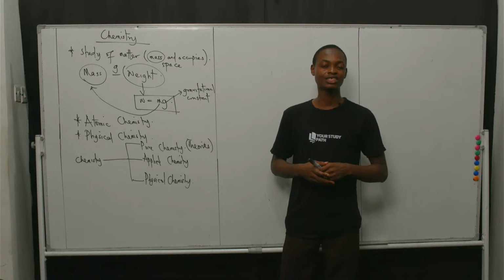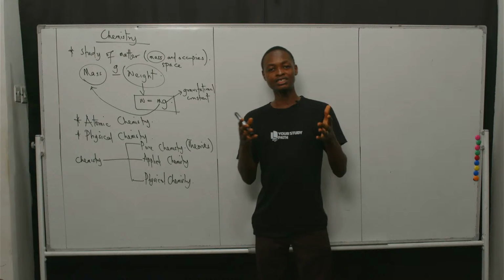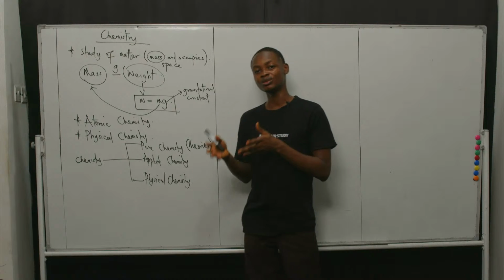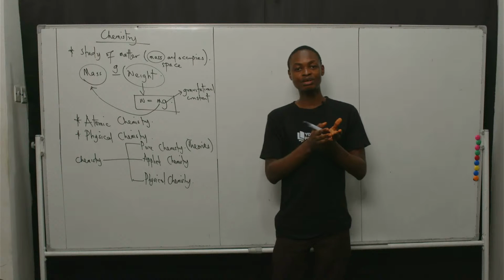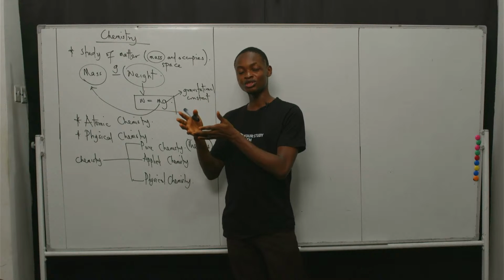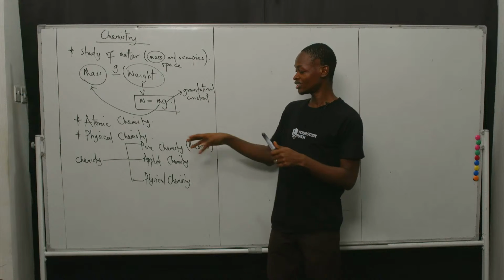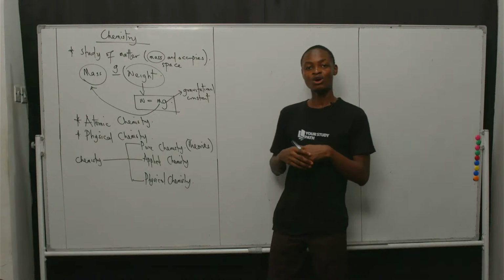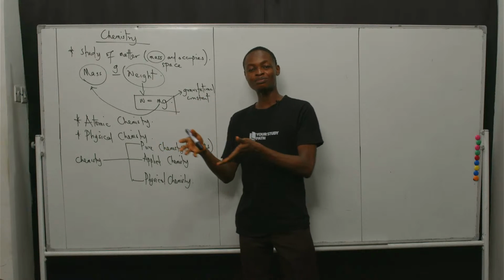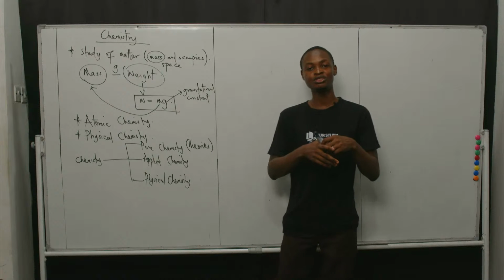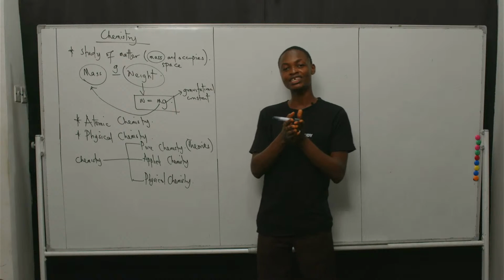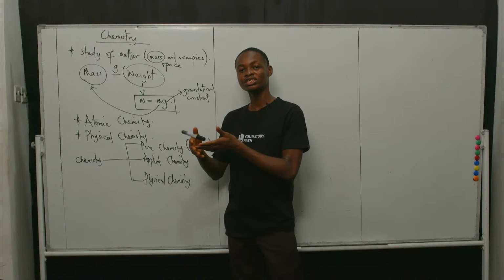I'll give you a good example. Lithium is an element on the periodic table. It's an element that has been discovered. It's an element of atomic number 3 and so on and so forth. That's for the pure chemist to do. However, with applied and physical chemistry, lithium has been used or converted into usages in batteries.